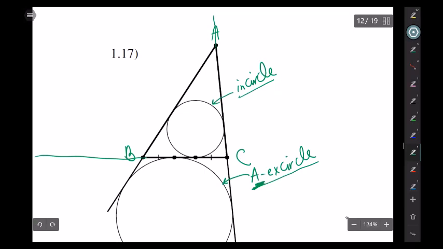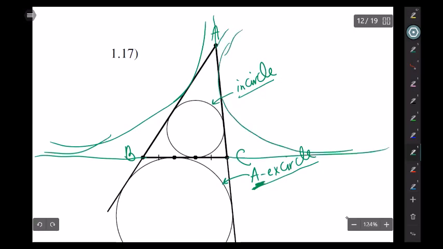There's another one on that side, and then another one on this side. So it doesn't matter. The result still holds for all three of them. The claim is the following. If you call this point D, this one E, the claim is that CD is equal to BE.